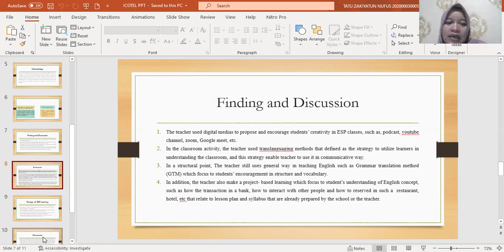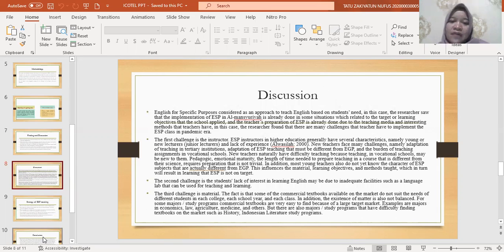So here, the discussions. Based on the findings above, English for specific purposes is considered an approach to teaching English based on students' needs. In this case, the researchers saw that the implementation of ESP in Al-Mansuriah is already done in some situations which relate to the target or learning objective that the school applied. And the teacher's preparation of ESP is already done due to the teaching media and interesting methods that the teachers have. In this case, the researcher found that there are many challenges that the teachers have to implement the ESP class in the pandemic era. And what are the challenges that the teachers have here?